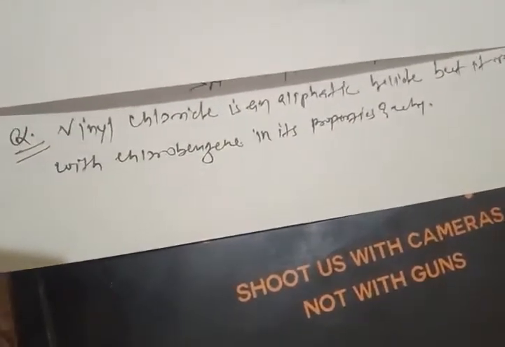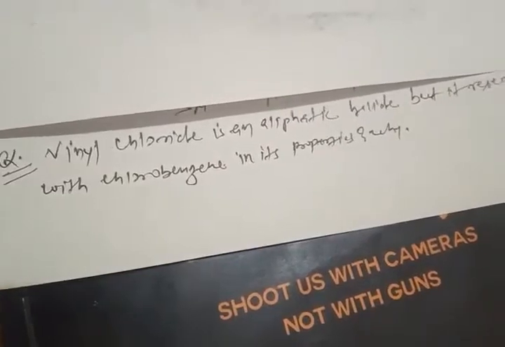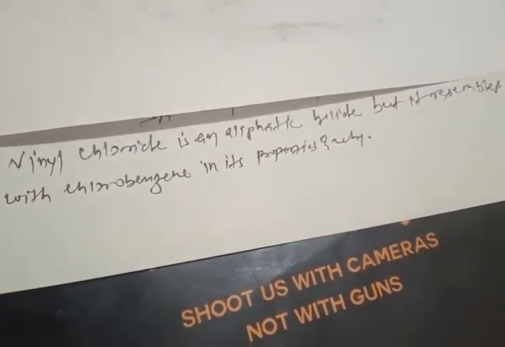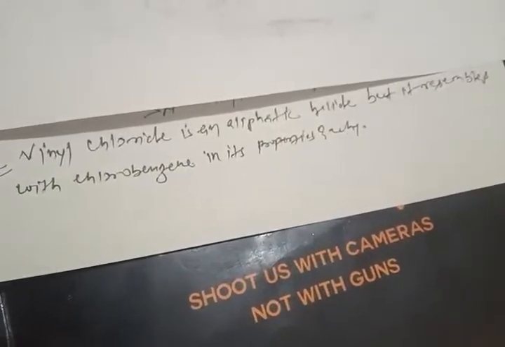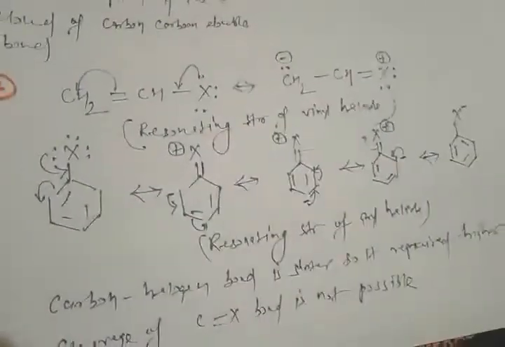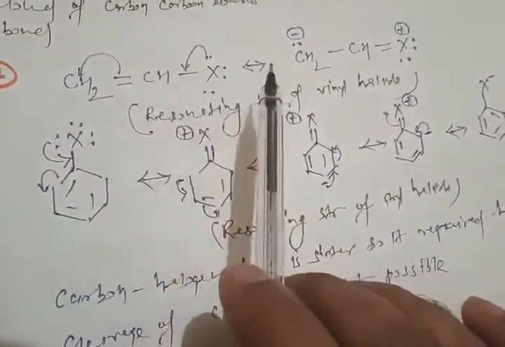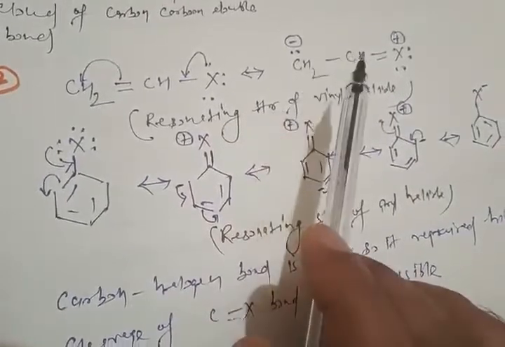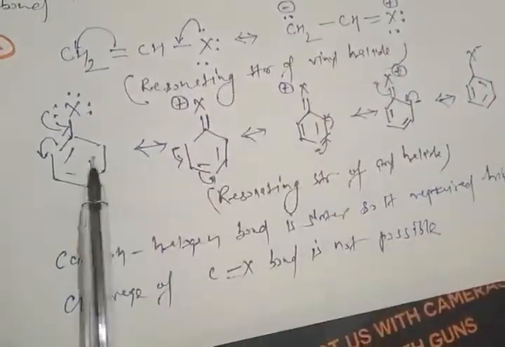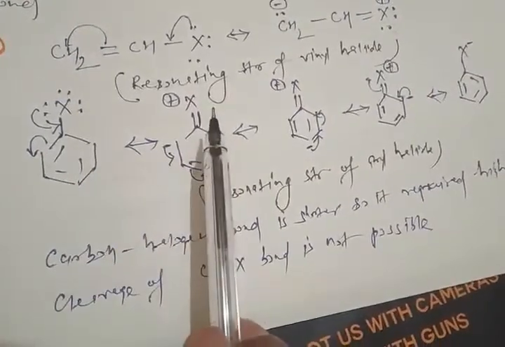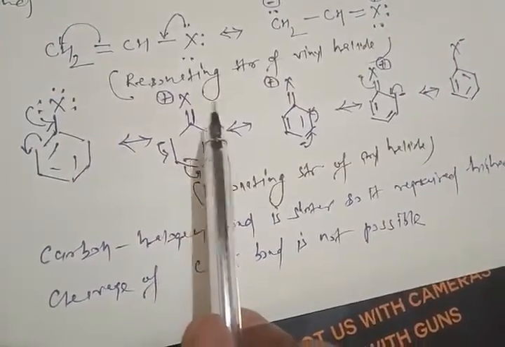Okay, so this was the question which I have asked in lecture number 12, that vinyl chloride is an aliphatic halide, but it resembles chlorobenzene in its property. Why? As I told you, this was a very simple question and the answer is already given in the solution. So here I'm just showing the slide, as you can see this is the vinyl chloride, and this will give a carbon double bond because of the resonating structure. And this is the aryl chloride, this will again give the carbon double bond in resonating structure.